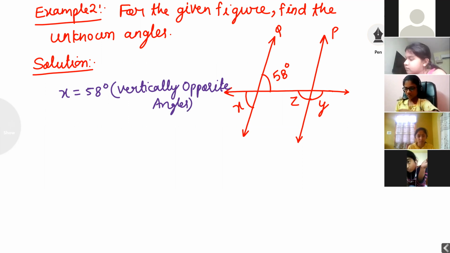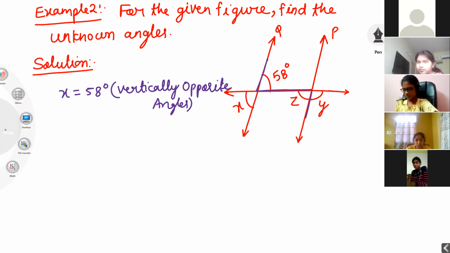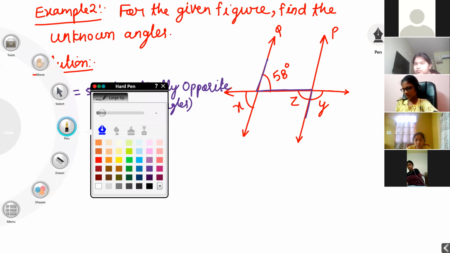You are observing in this figure, it is forming a Z shape. One more concept is there. It is forming an F shape or 7 shape.